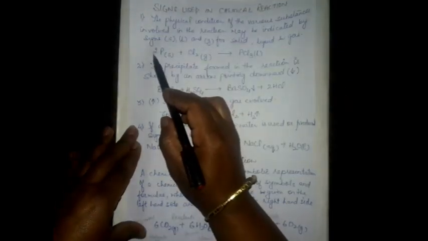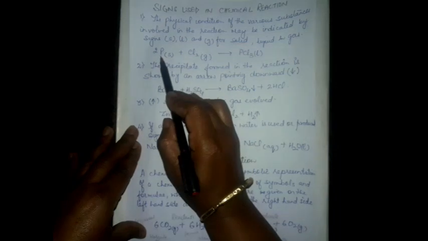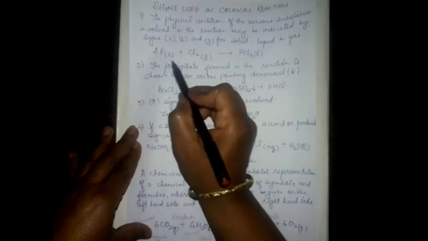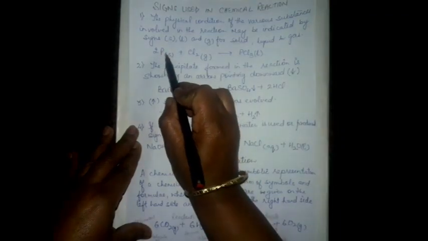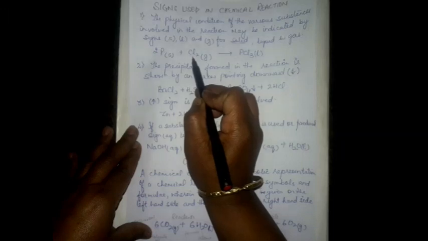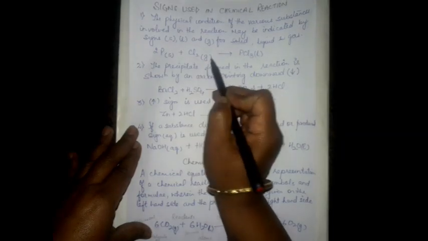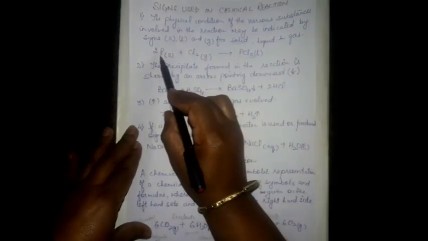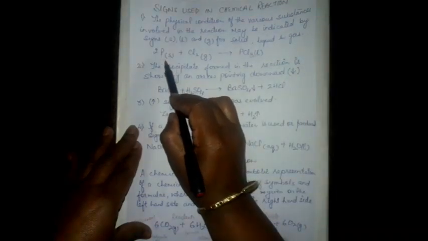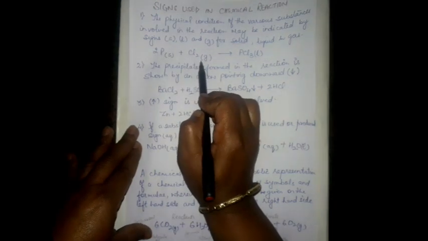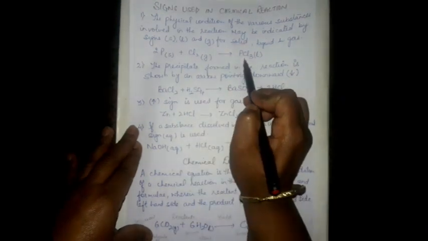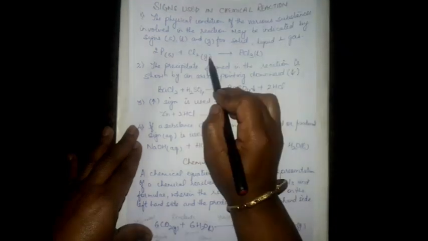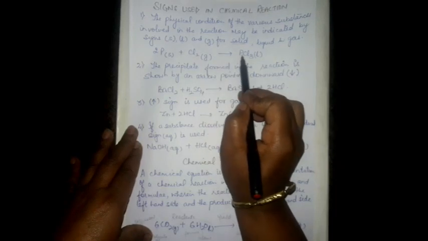For example, I will give you one chemical reaction. P plus Cl2 gives you PCl3. I think you have noticed that after writing P, I have written (s) within brackets. With chlorine I have written (g), and after that I have written (l) for PCl3. It means phosphorus which we have used is solid, chlorine is in gaseous form, and it forms PCl3 which is in liquid form. So these signs are used for indication of their state of matter.